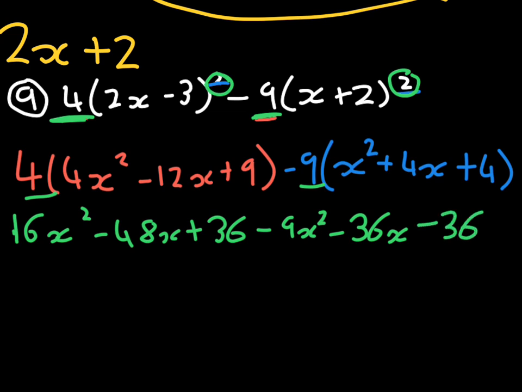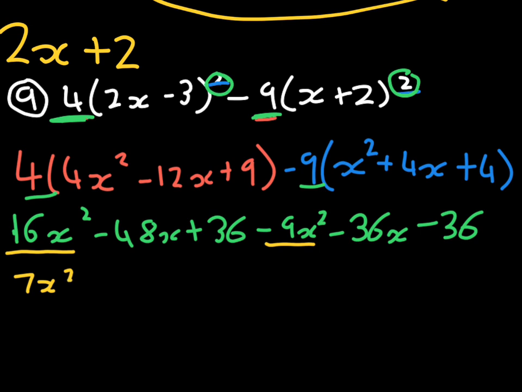Now we need to simplify this expression. To do that, we need to identify the like terms. Firstly, we look at the 16x squared and see if there are any like terms. Here we've got a minus 9x squared. They are like terms because of the x squared. So 16 minus 9, that gives us 7x squared.